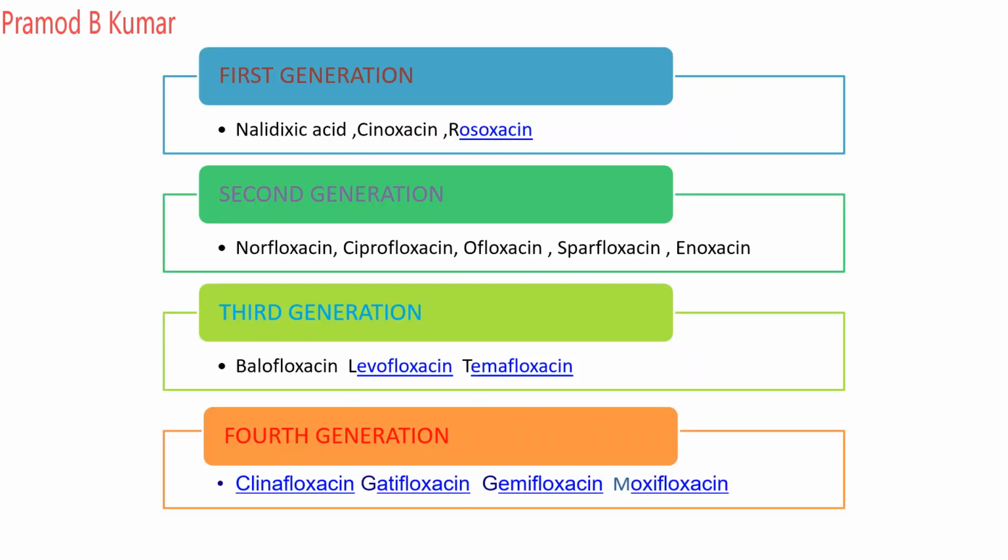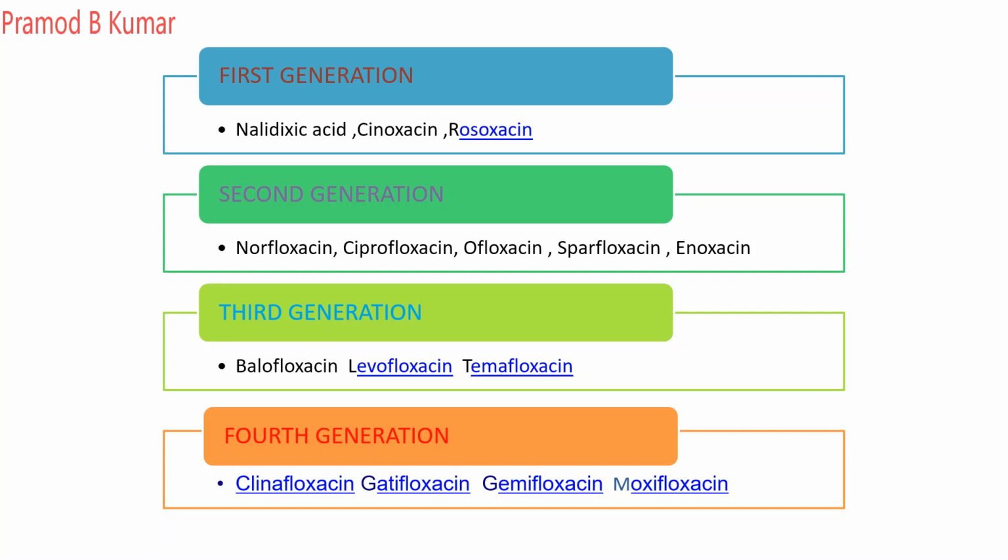So quinolones can be further classified into first generation, second generation, third generation, and fourth generation. First generation quinolones are nalidixic acid, cinoxacin, rosoxacin. These are the first generation antibiotics. Second generation are norfloxacin, ciprofloxacin, ofloxacin, sparfloxacin, and enoxacin.